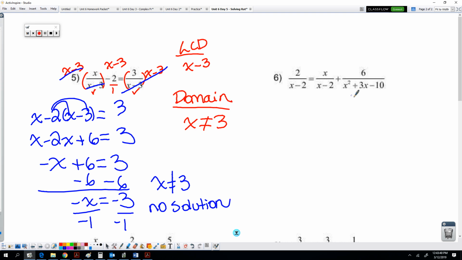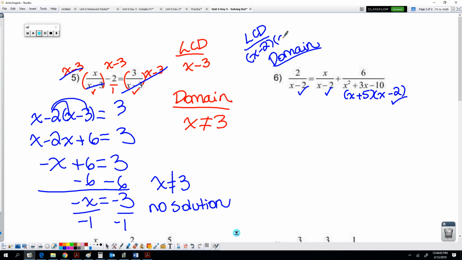Number 6. Very first thing is we're going to factor. We've got to find factors of negative 10 that add up to 3. And now we're going to find my LCD. And then you're going to find your domain. So you're going to see what they have in common. They have x minus 2 in common. And then that's it. So now you're going to just bring along your x plus 5. So your domain is x cannot equal positive 2 and negative 5.